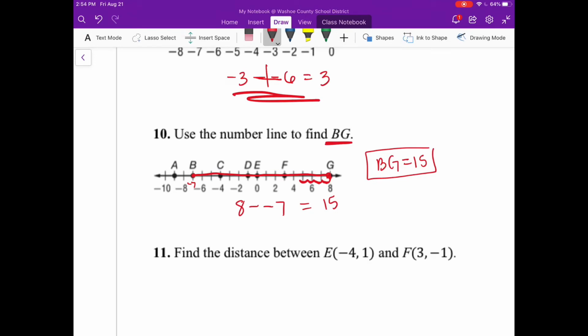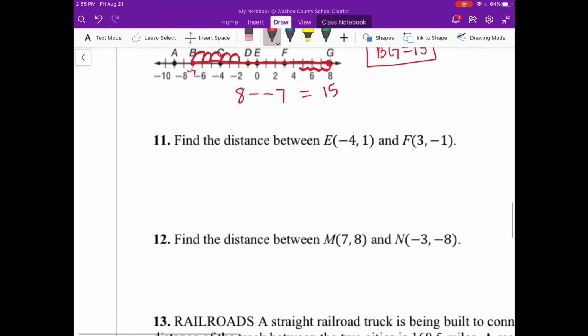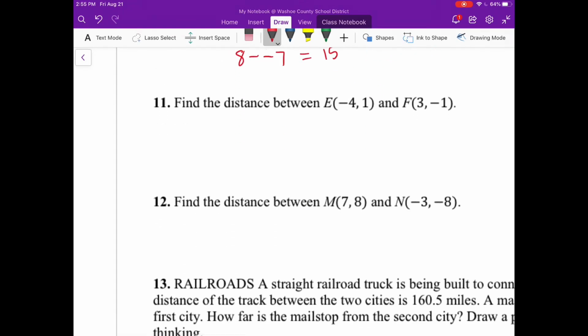Okay, so that's how you find the distance with a number line. Like I said, I think the easiest way to do it is just to count how many number spaces are between the 2 letters that you are trying to find. Then we have finding the distance between 2 points. So when we're given 2 points and no number line, we want to go ahead and use the distance formula.